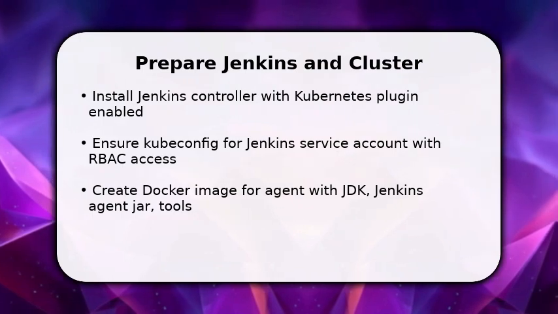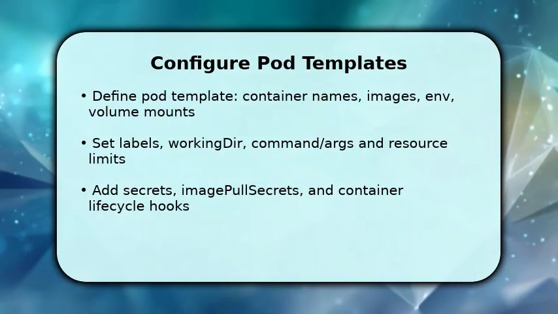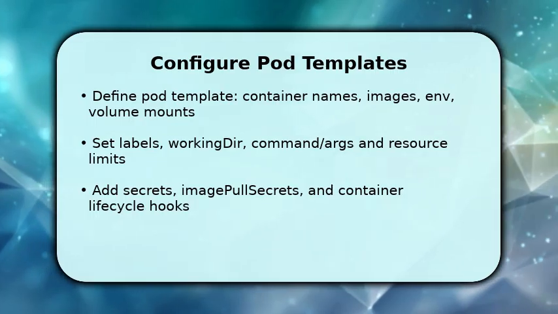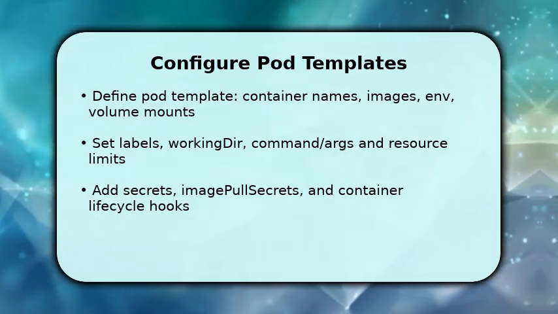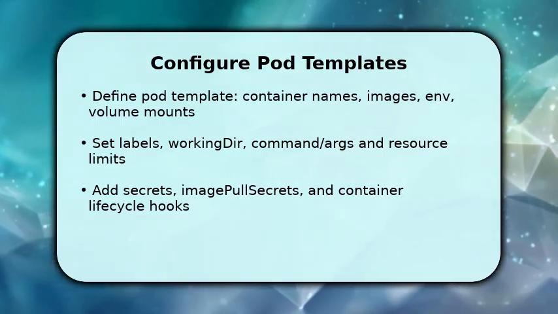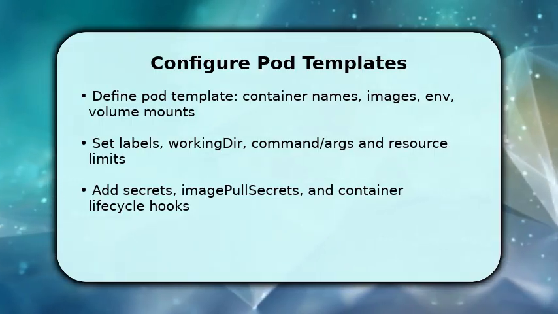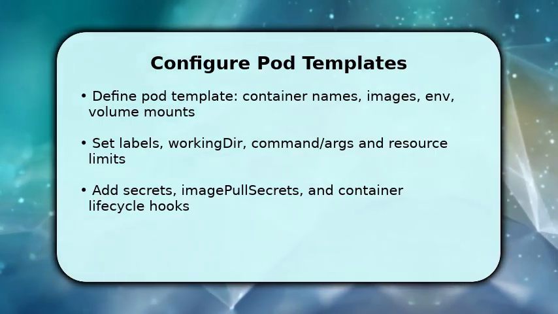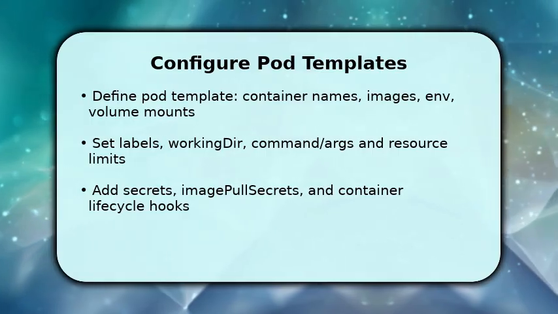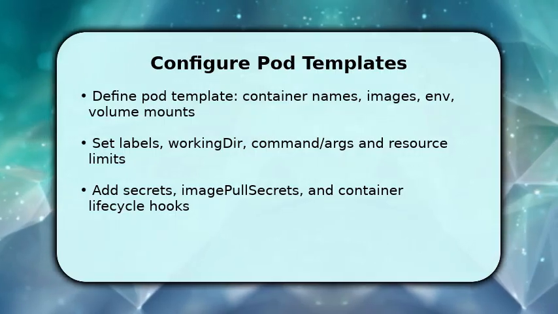Next, you configure pod templates inside Jenkins to describe agent pods. Create templates that specify container names, the agent image, environment variables, and any persistent volume mounts for workspace caching. Make sure to assign labels and a working directory that match your job definitions, and set command/args or resource limits so pods start cleanly and don't exhaust the node. Add image pull secrets and mount Kubernetes secrets for credentials. Once configured, test by launching a job.